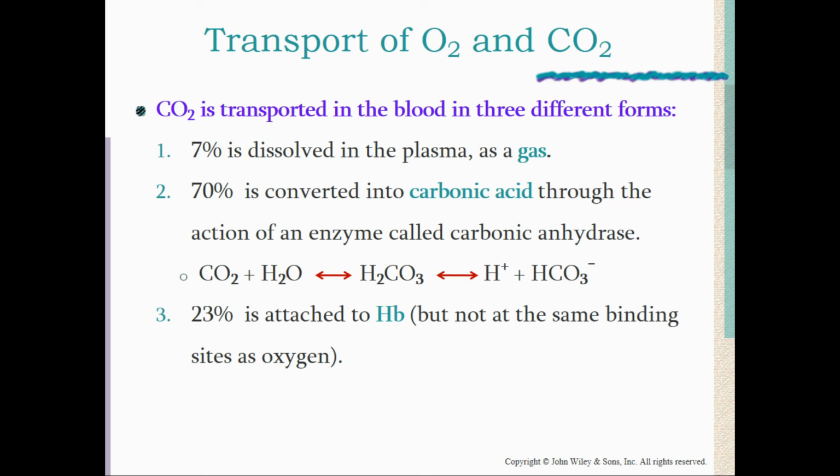Okay, so that is how we get oxygen into our blood and into our tissues. And that is going to be it for video lesson 4.